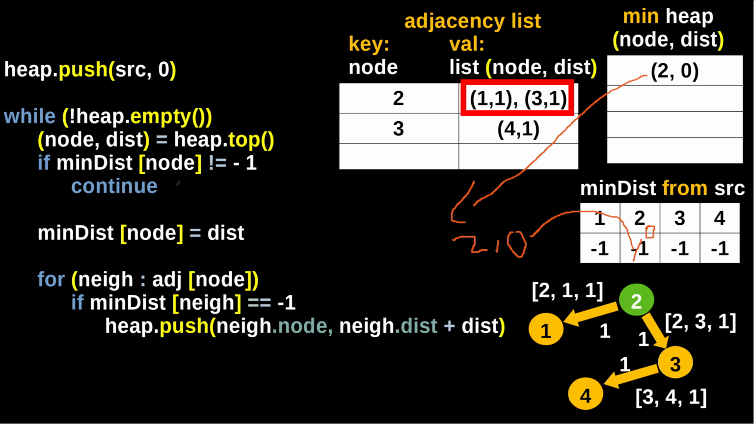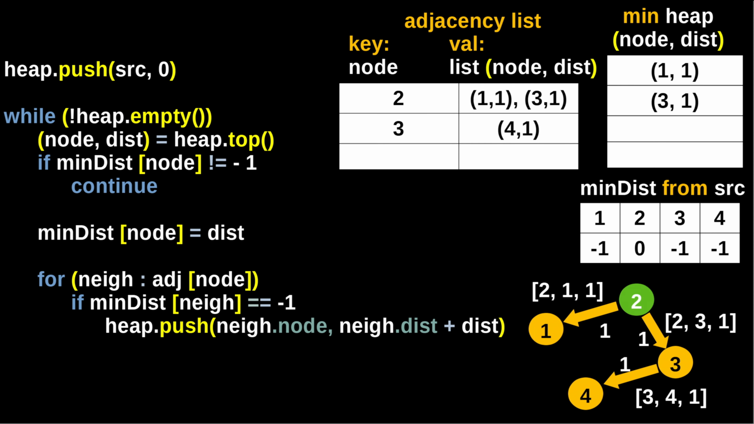And we put these tuples onto the heap. Recall, the tuple that we're going to put onto the heap comprises the node and also the distance from that node to the source node. Now, since 1 and 3 are directly connected to 2, the edge weight is the distance that we want to put in those tuples. So the tuple distances for both of those nodes are 1 and 1. Now we are at the top of the while loop.